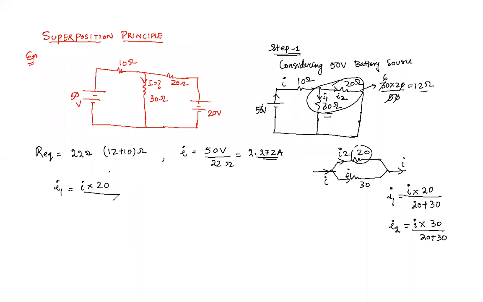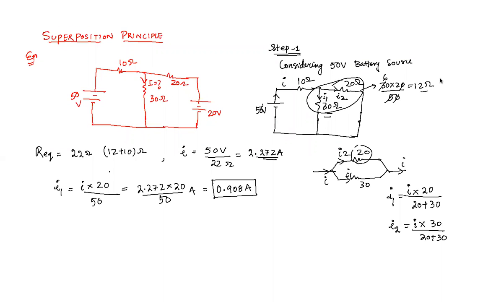So similarly, here I am going to find it out as I into 20 by 50. So I is 2.272 multiplied with 20 divided by 50 ampere. So I1 is coming out to be, by calculating this, we got the value of I1 as 0.908 ampere. Let's keep this value, right?